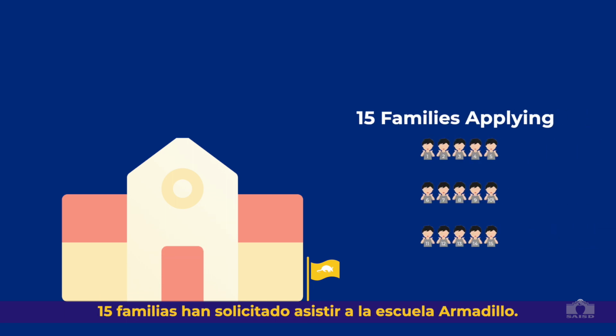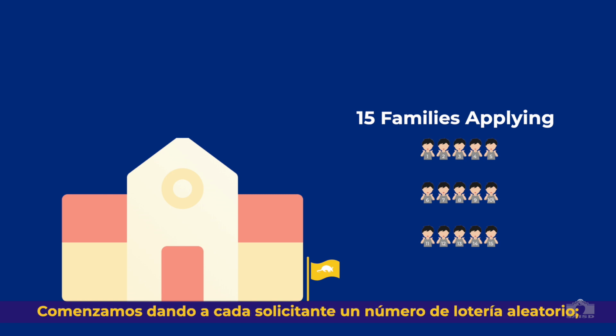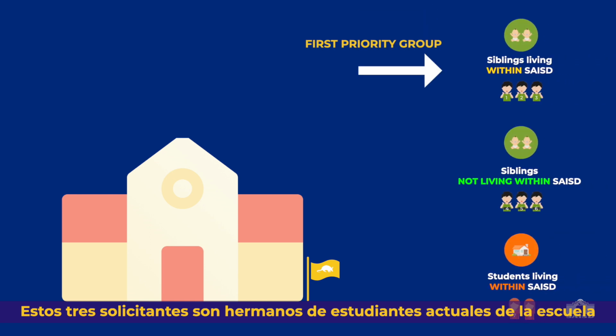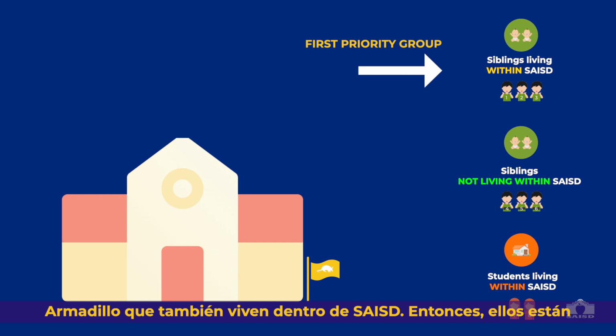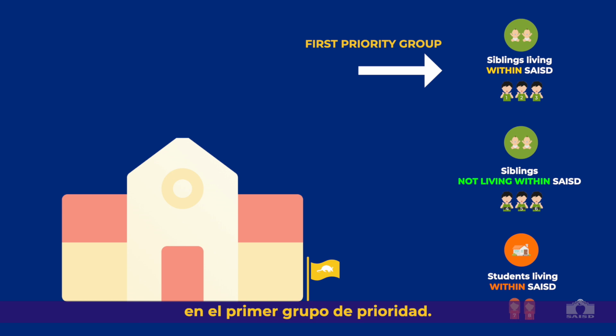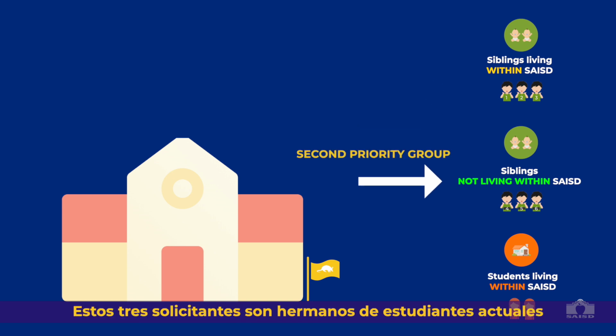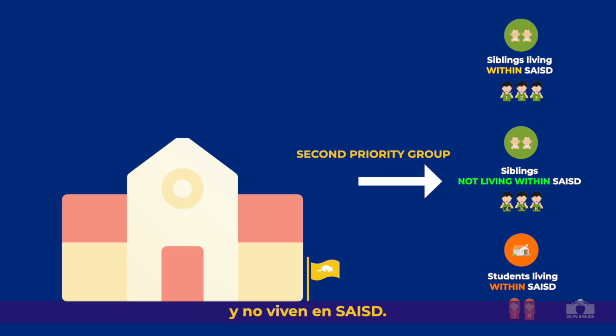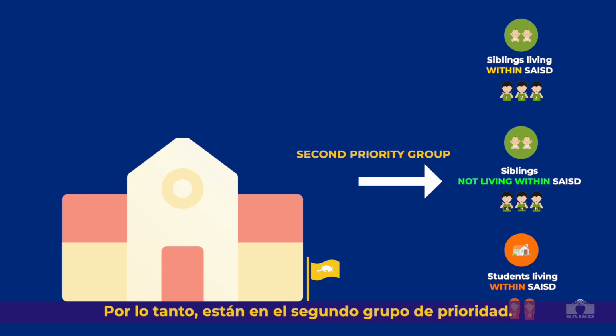15 families have applied to attend Armadillo School. We start by giving each applicant a random lottery number. Next, we group the applicants by the priority structure. These 3 applicants are siblings of current students at Armadillo School who also live within SAISD, so they are in the first priority group. These 3 applicants are siblings of current students and do not live in SAISD, so they are in the second priority group.